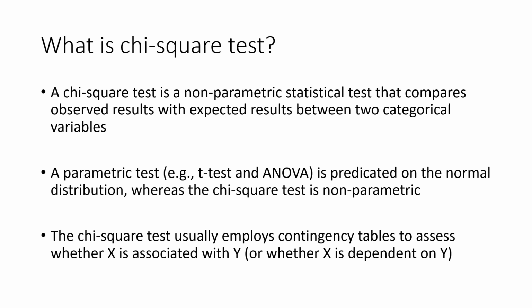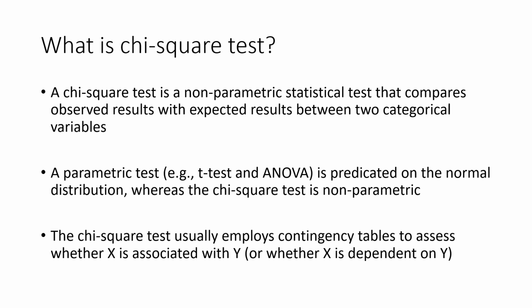So as I said in the opening of this lecture, what differentiates the chi-square test from the previous 2 tests, from the t-test and the ANOVA, is that the chi-square test is what we refer to as a non-parametric statistical test. All right, so it's a non-parametric statistical test. And this test compares observed results, that is to say that we can see and we can observe, with expected results. So these are results that we might expect between 2 variables.